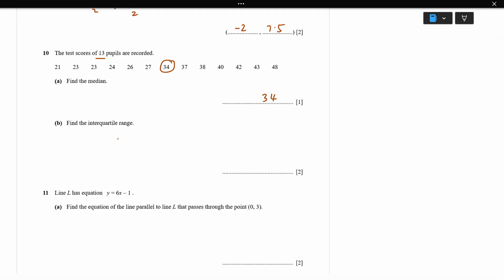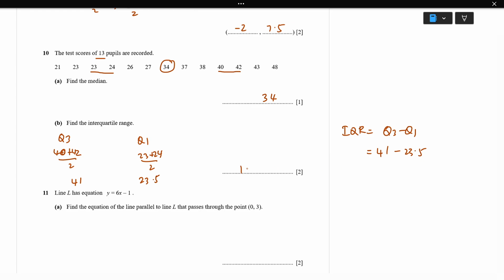Next, find the interquartile range. From here, the midpoint is going to be 23 and 24, the lower quartile, and here is 40 and 42, the midpoint. So we will take quartile 3. Quartile 3 is going to be 40 plus 42 over 2, and quartile 1 is going to be 23 plus 24 over 2, which is 41 and 23.5. The interquartile range is going to be Q3 minus Q1, which is 41 minus 23.5. The answer is 17.5.